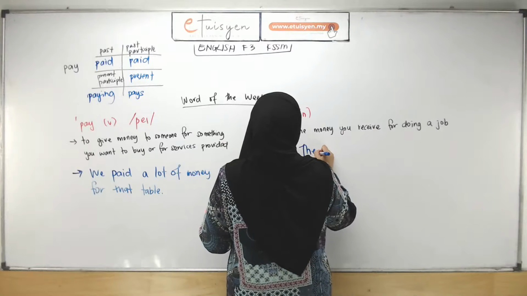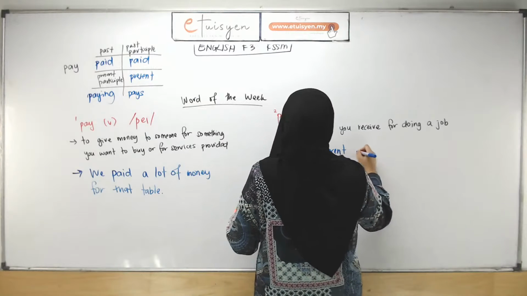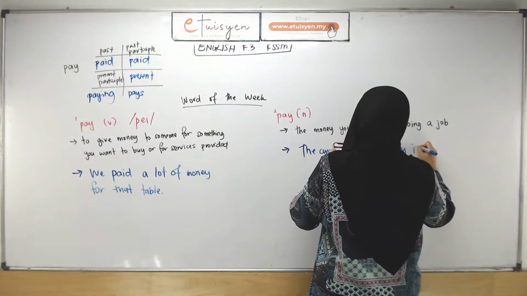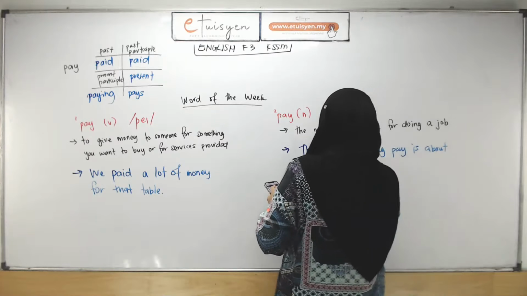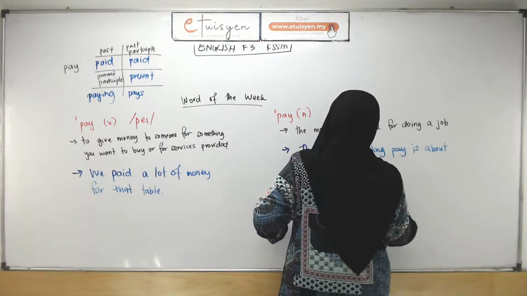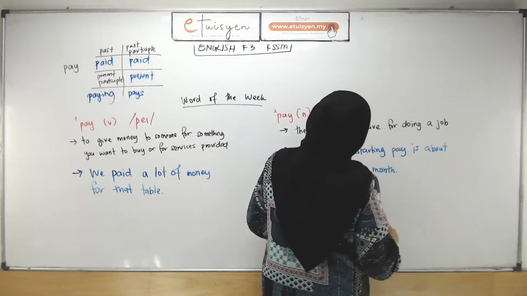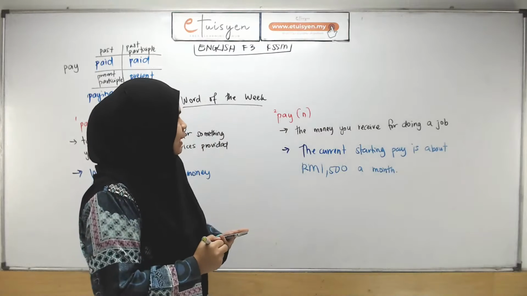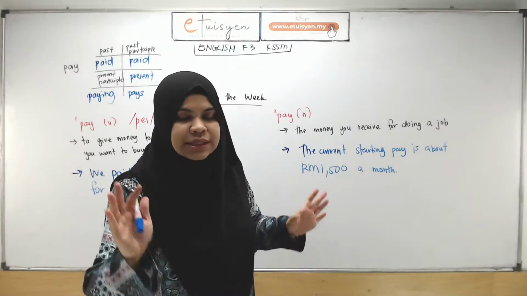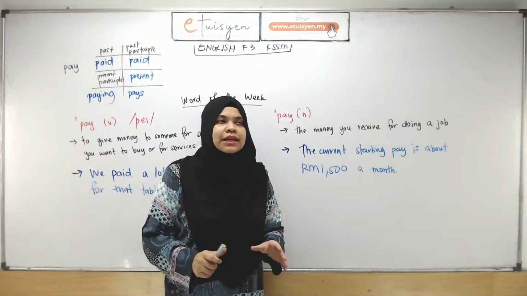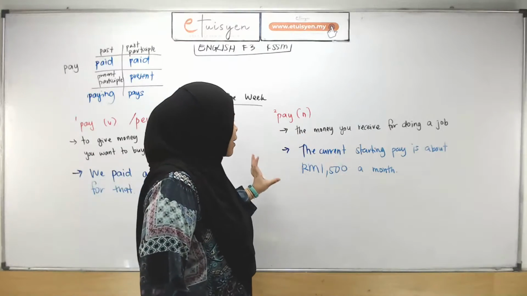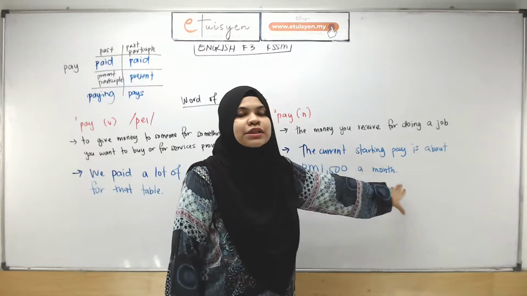Alright, so the current starting pay is about RM1,500 a month. Okay, so here the current starting pay is about 1,500 a month. What does this mean is yang upah sekarang ataupun salary, okay, salary apa, gaji permulaan is around 1,500 sebulan.